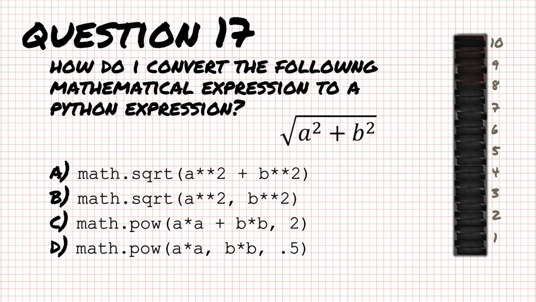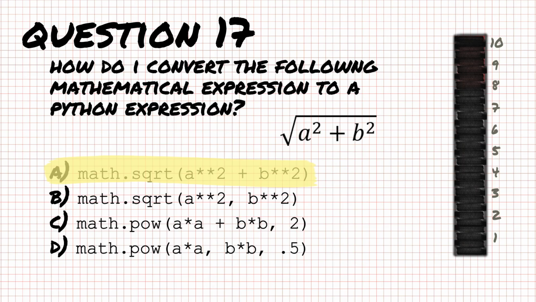We can convert that expression to Python with A, math.sqrt(a**2 + b**2). The expression being passed to math.sqrt will be evaluated before we pass it, which is exactly what we want, the square root of the sum of a squared plus b squared.